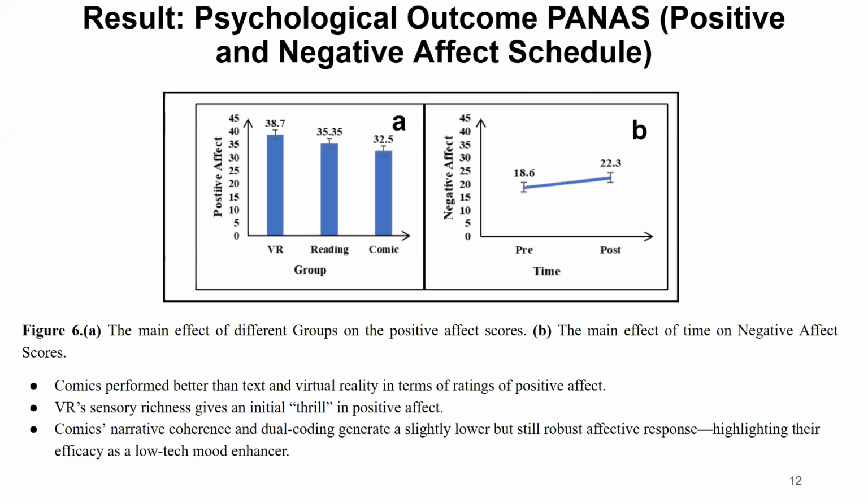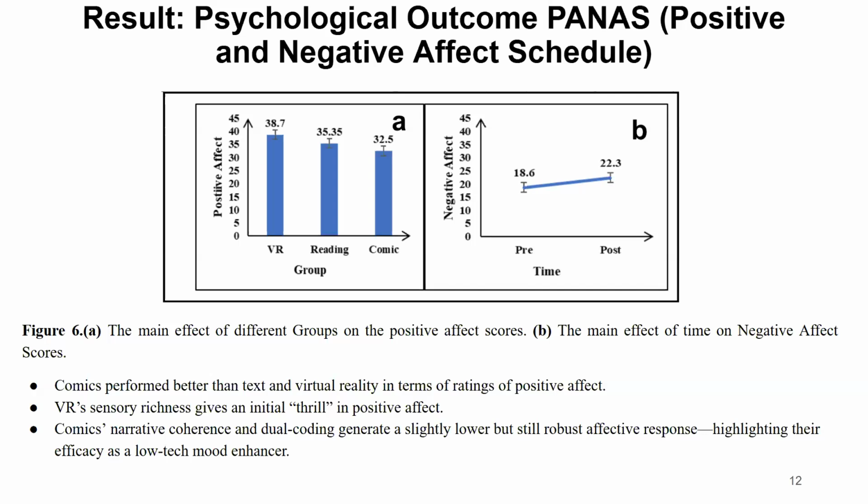So the result for the psychological outcome, PANAS, is, if you see in figure 6A, the main effect of groups on the positive affect score, and in B, we have shown the main effect of time on the negative affect score. In 6A, we tried to see whether VR, reading and comic show any significant difference between the groups.